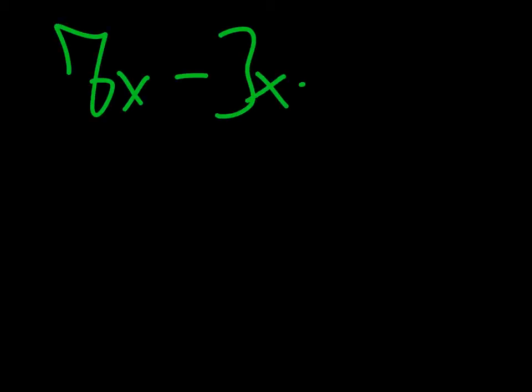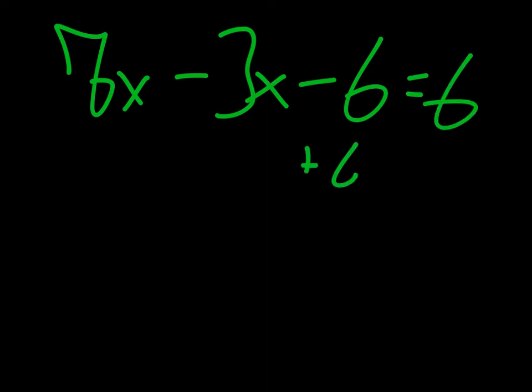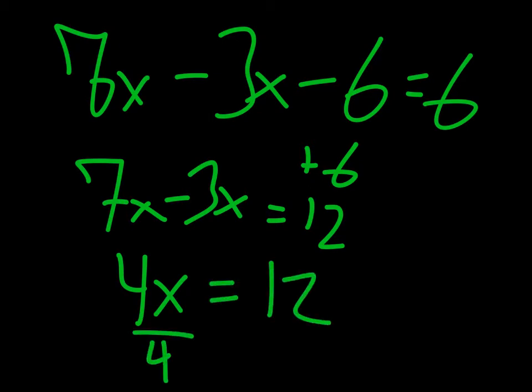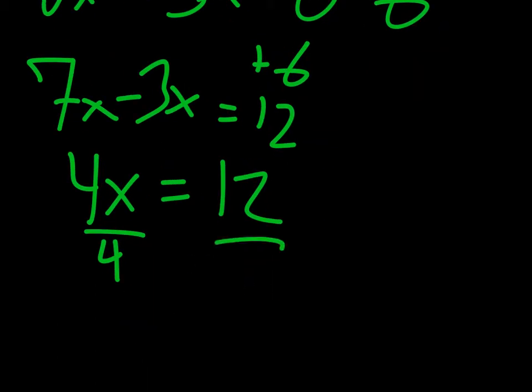If you have 7x minus 3x minus 6 equaling 6. Add the constant to both sides so we get the constant and the variable separate. So now we have 7x minus 3x equaling 12. We know that 7 minus 3 gives us 4, so 7x minus 3x gives us 4x. And that equals 12. Divide by 4 on both sides. x equals 3.